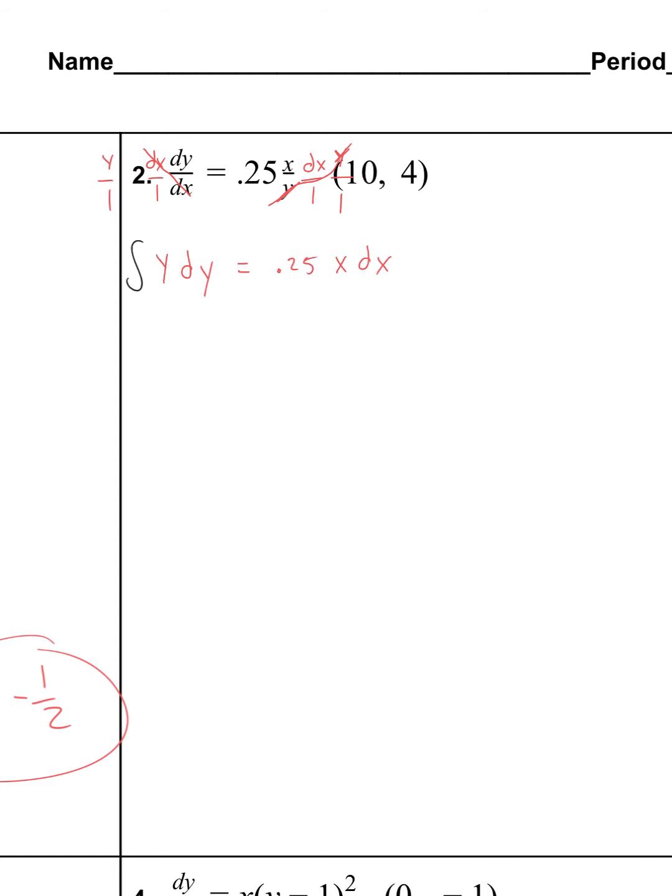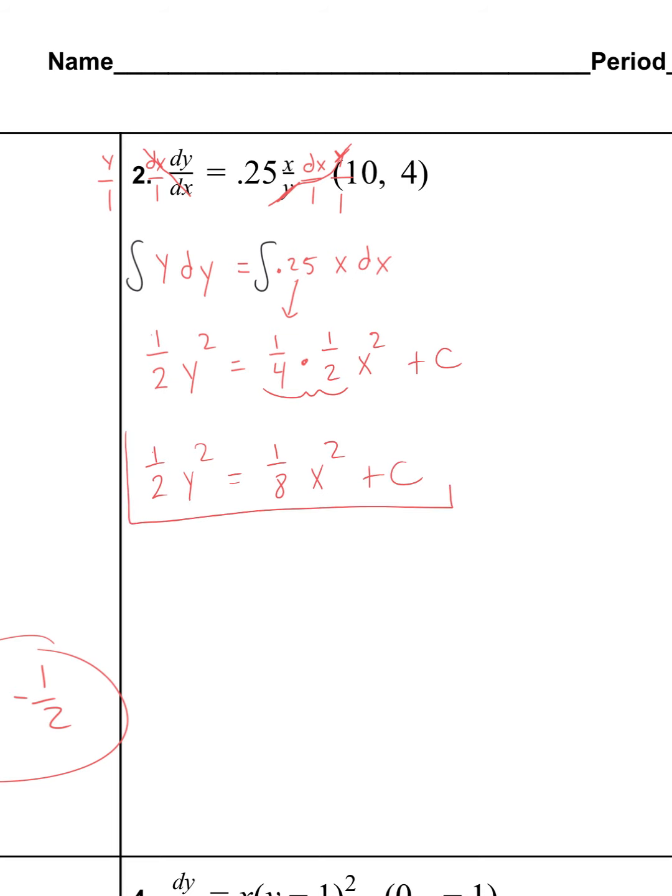Now we integrate both sides. On the left, the antiderivative of y is y squared over 2, so we write it as 1/2 y squared. On the right, I'm going to write 0.25 as 1/4, because that's going to help me when I bring the antiderivative of x down. The antiderivative of x is x squared over 2, and we write that as 1/2 x squared plus c. Now we're going to leave the left alone, 1/2 y squared, and we're going to simplify that. That's going to give us 1/8 x squared plus c.